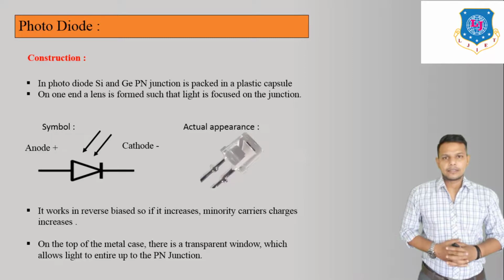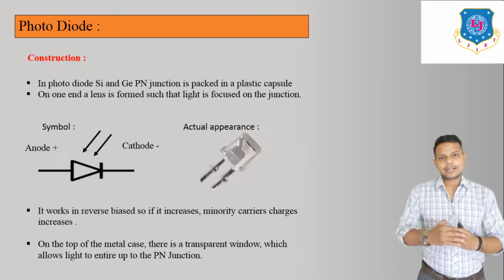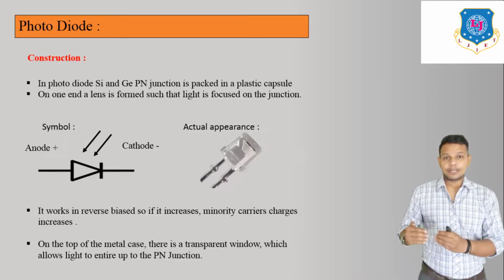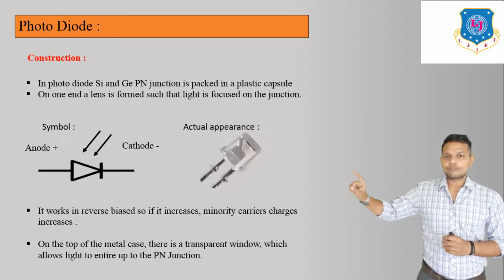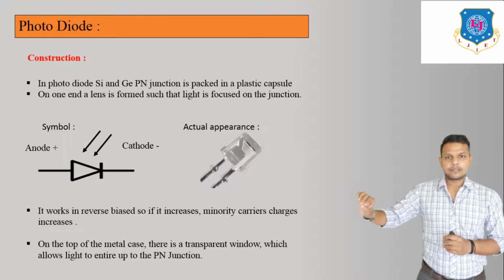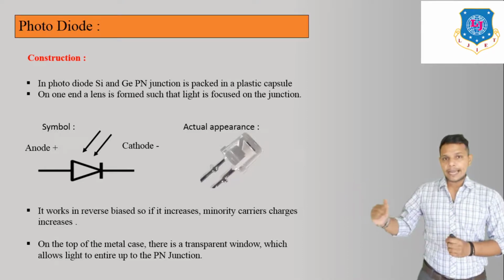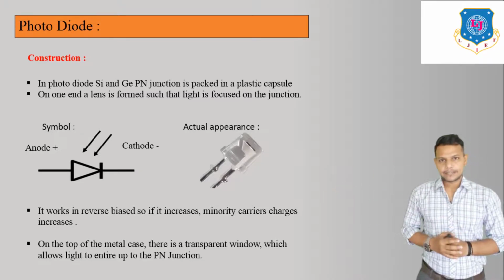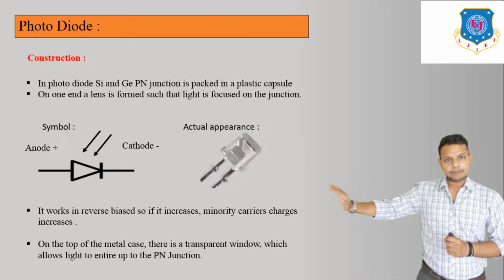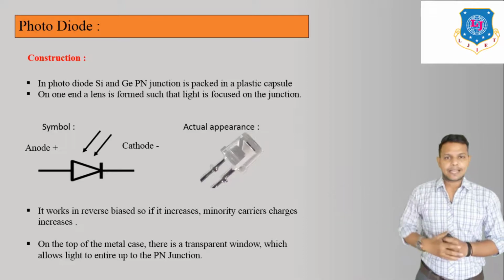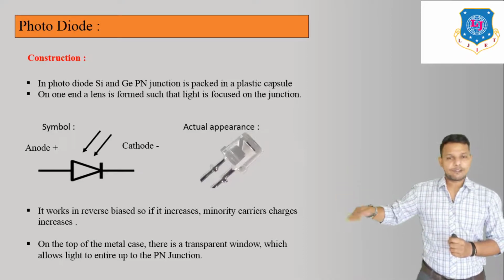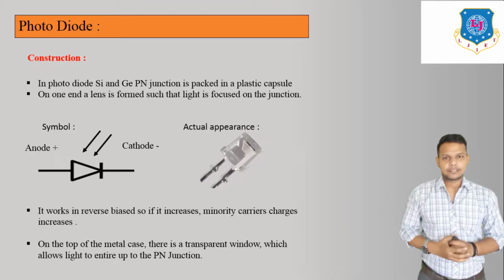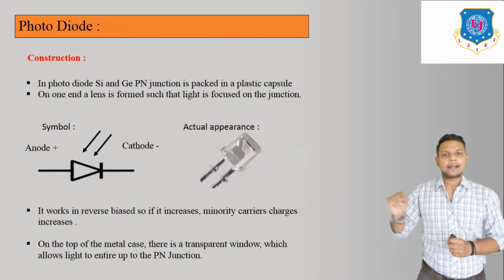Photodiode is basically similar to the solar cell, and it is also similar to the LED. Here we can see this is the symbol of a photodiode. It's slightly different compared to the LED. In an LED, we have seen that the arrow's indication is outside, but in a photodiode the arrow's indication is inside. That means it absorbs light, whereas an LED emits light. So this is the difference between LED and photodiode.